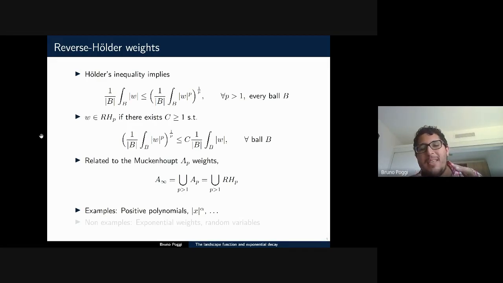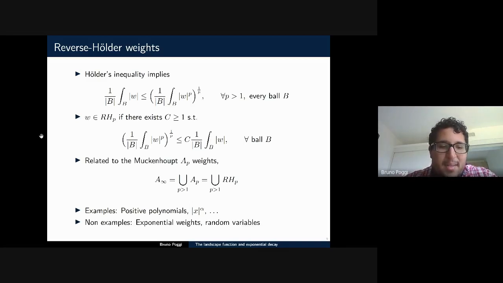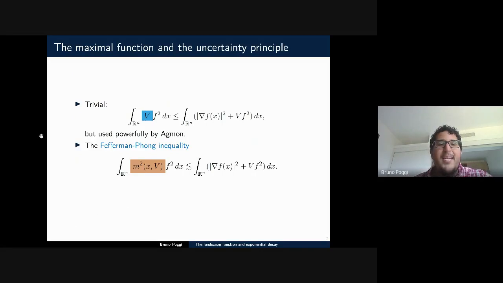So this is the one thing: the Fefferman maximal function is very useful to study these potentials when they are reverse Holder weights, but it is not useful to study Anderson localization, which is a phenomenon that occurs for random potentials. So in this slide, we see why.